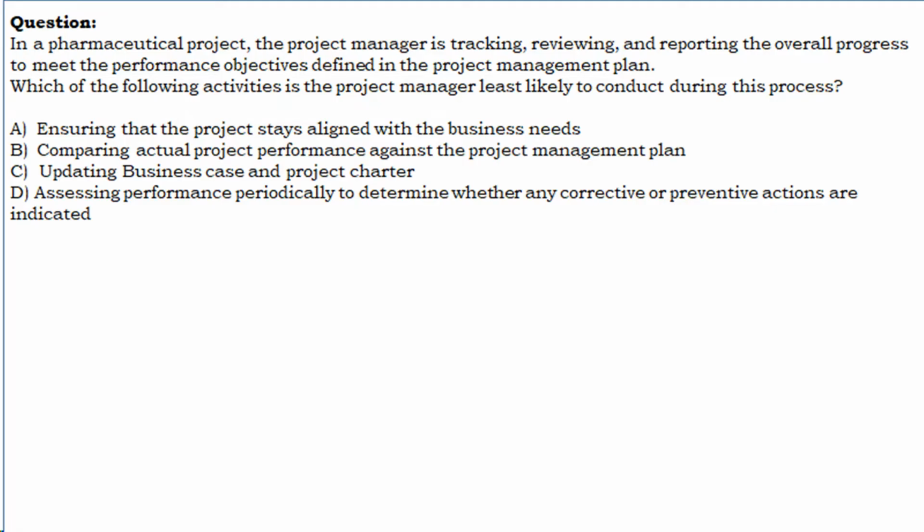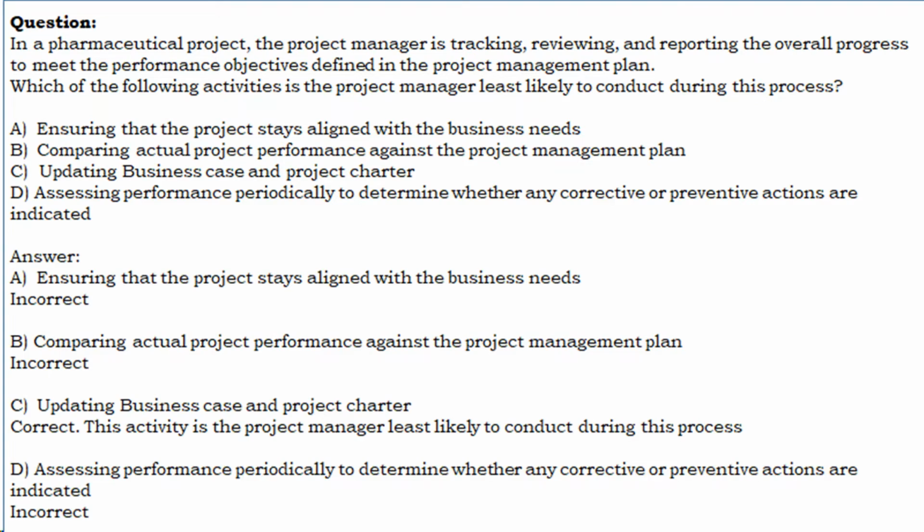In a pharmaceutical project, the project manager is tracking, reviewing, and reporting the overall progress to meet the performance objectives defined in the project management plan. Which of the following activities is the project manager least likely to conduct during this process? A. Ensuring that the project stays aligned with the business needs. B. Comparing actual project performance against the project management plan. C. Updating business case and project charter. D. Assessing performance periodically to determine whether any corrective or preventive actions are indicated. Let us see the answer.